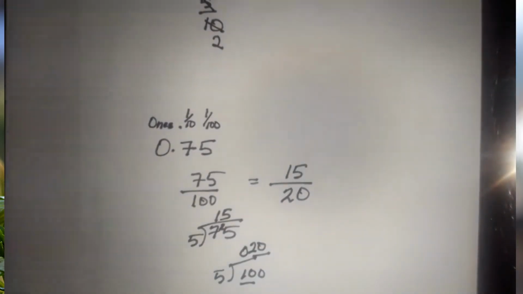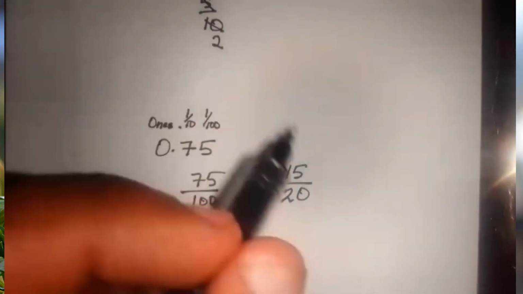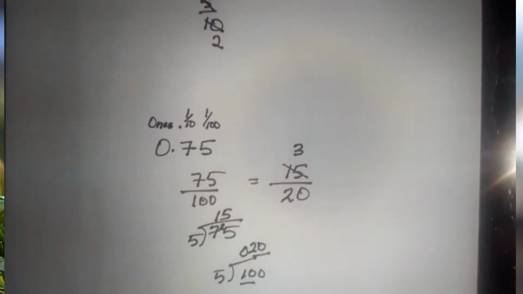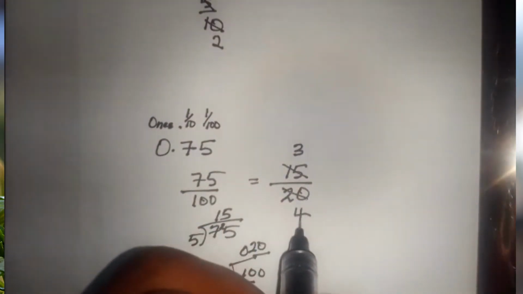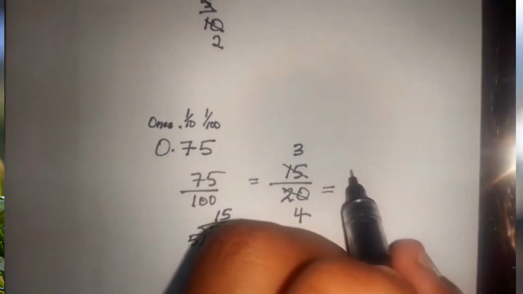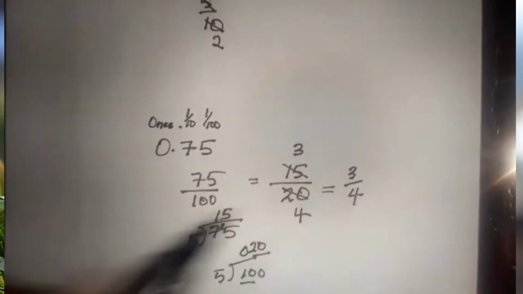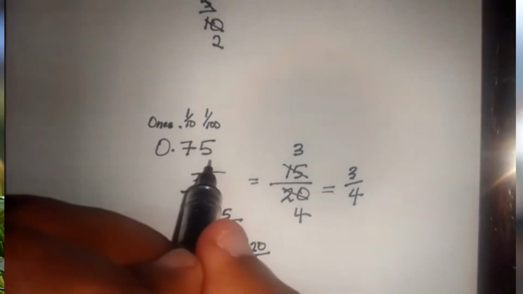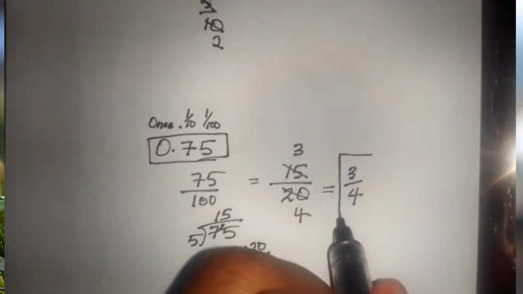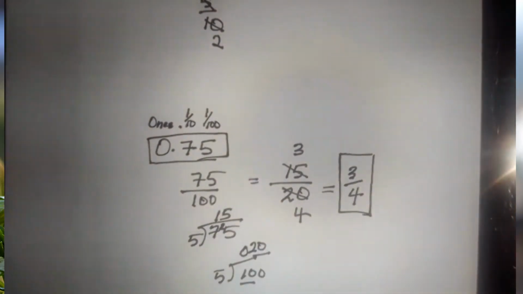Now I need to ask myself, what factor can go into 15 and 20 without leaving a remainder? 5 again. So 5 into 15 goes 3 times, and 5 into 20 goes 4 times. So when I reduce this fraction, 75 over 100, I end up getting 3 over 4. So this tells me that 0.75 as a decimal is equal to 3 over 4 as a fraction.